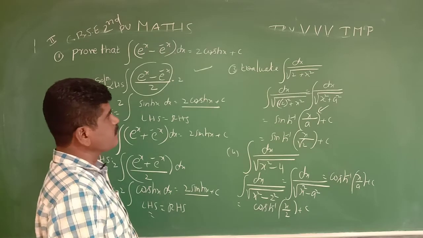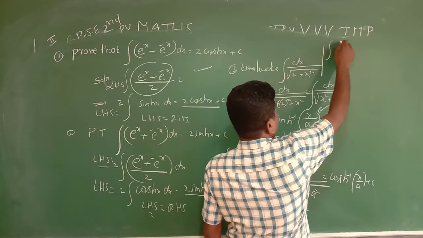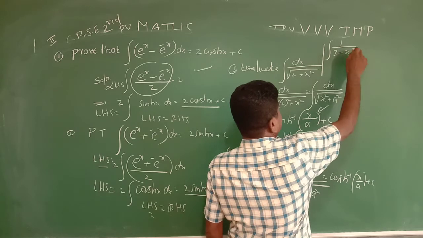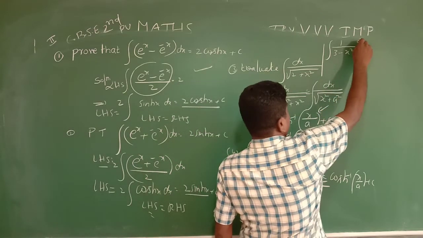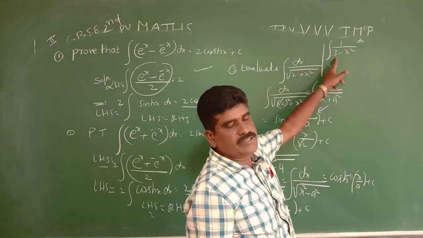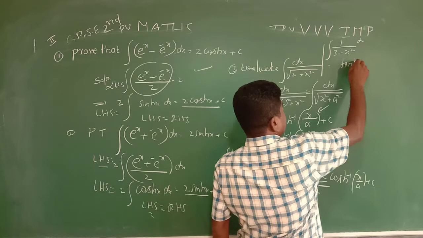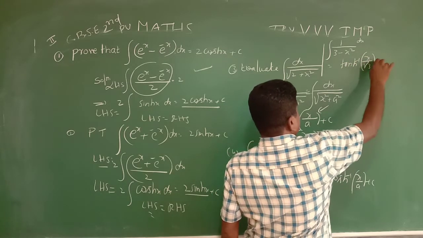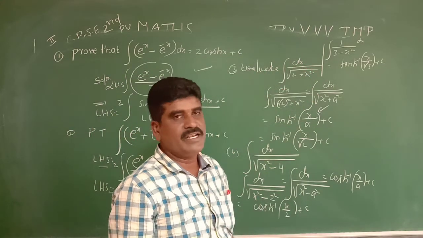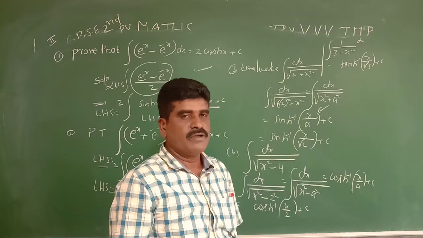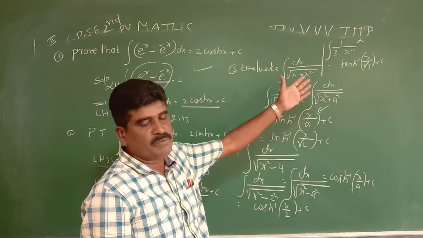Next, another very important formula. Evaluate 1 by 3 minus x square. Integration of 1 by 3 minus x square into dx. Now 3 can be written as root 3 whole square. Its answer is tanh inverse of x by root 3 plus c. One step. And the given formula is a special integration: integration of dx by a square minus x square is 1 by 2a log of a plus x by a minus x plus c. Okay? These are the answers related to inverse hyperbolic functions.